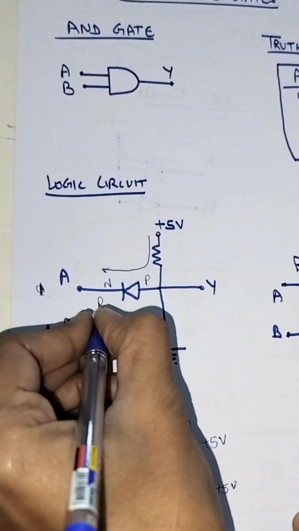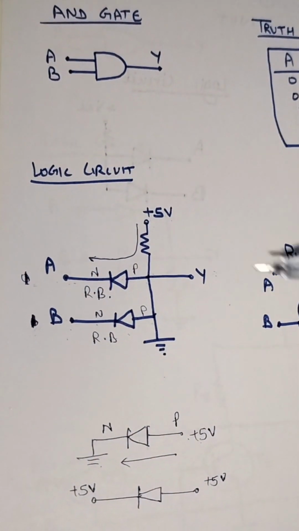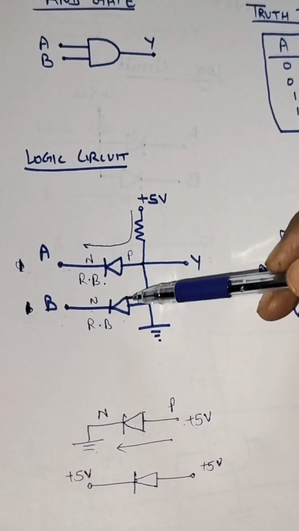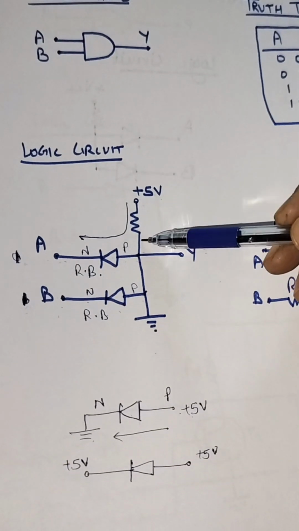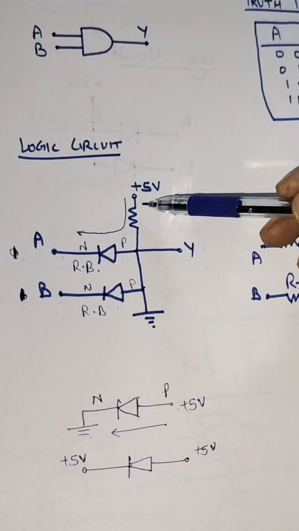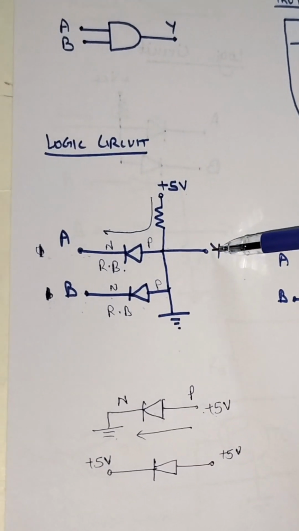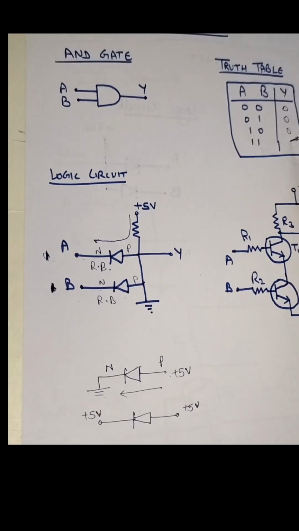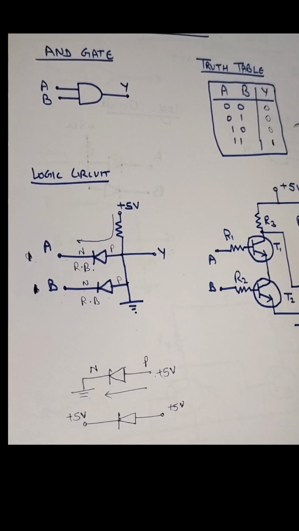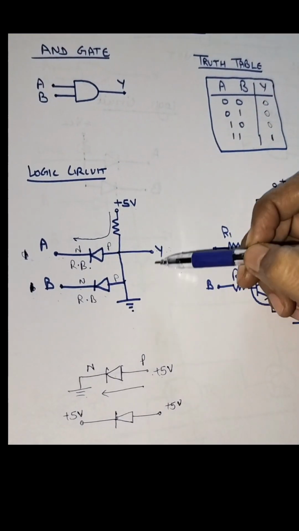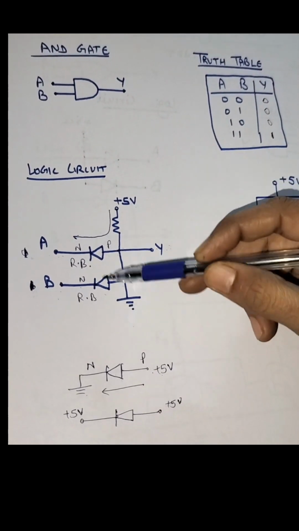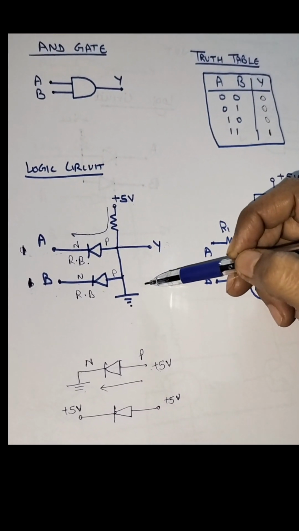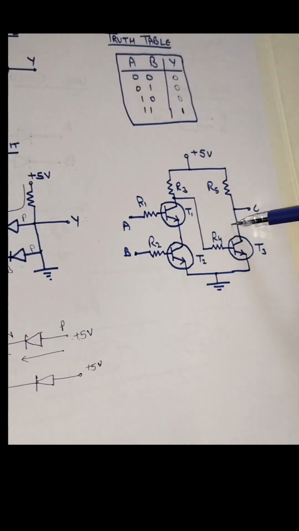They will be reverse biased, and we know when diode is reverse biased there is no conduction. So current will not flow towards this side. All the current will flow towards the output and we will have a 1 output, logic high output. So in this way we can understand the working of AND gate circuit. We can also design the same circuit with the help of transistors.